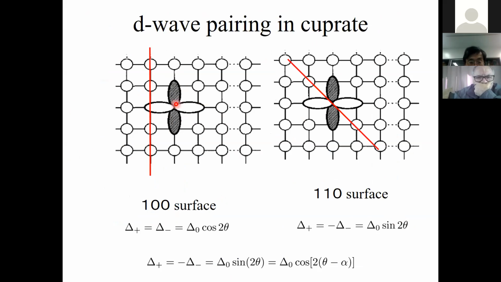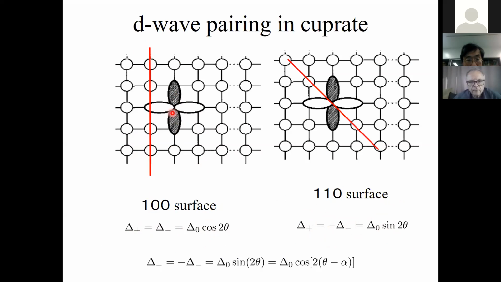And if we consider that, the relevance to high-Tc cuprate is as follows. In high-Tc cuprate, Cooper pairs are formed between two adjacent lattice sites in a lattice model. So for surfaces along this direction, in the continuum model, delta plus and delta minus are given like that. On the other hand, for the 110 surface model, delta plus and delta minus are given like that: delta plus equals minus delta minus equals delta 0 sine 2 theta. So this is the relation to high-Tc cuprate.